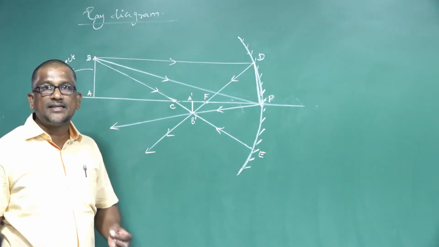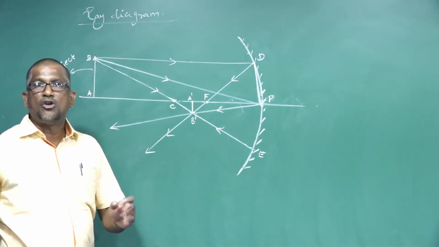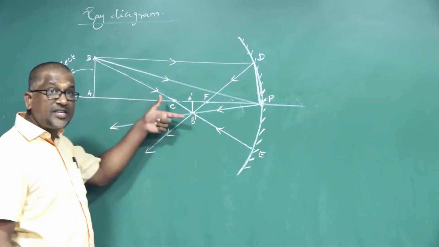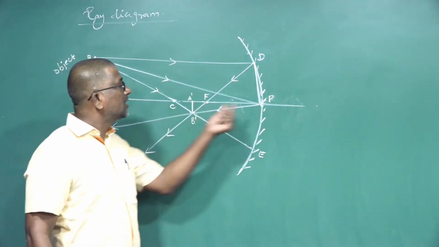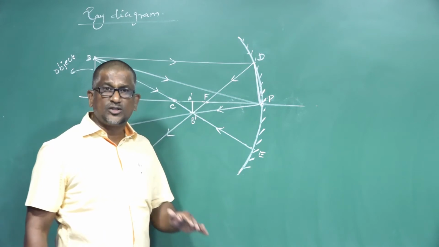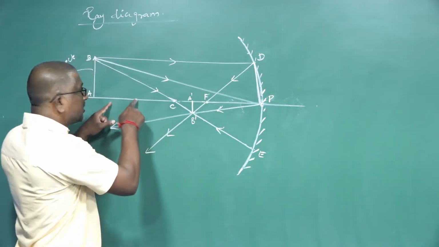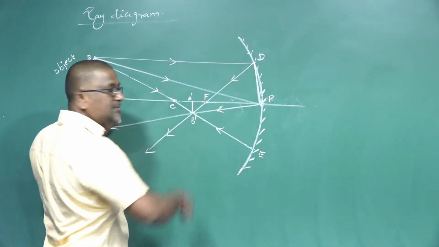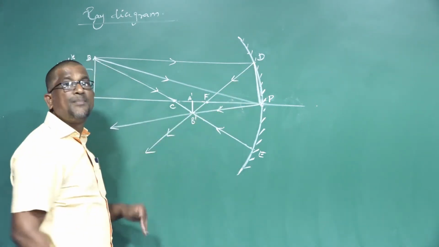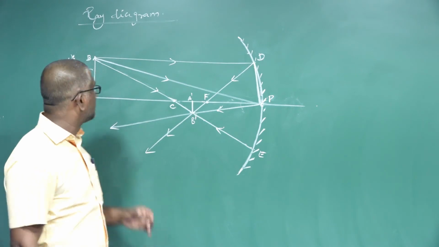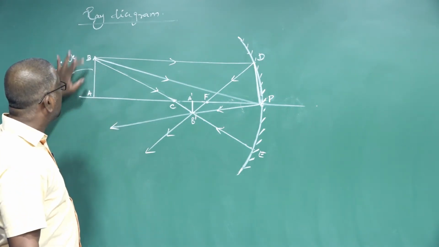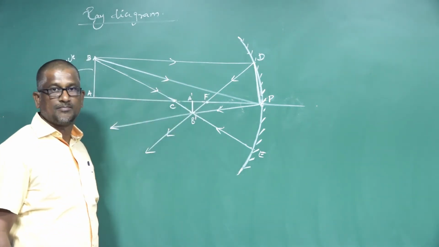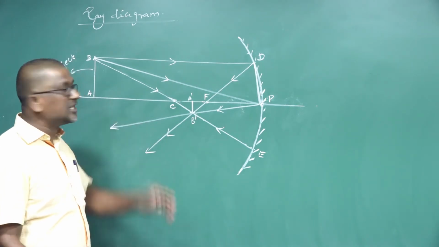What is the principal axis? A line which is passing through the center of curvature and the pole of a spherical mirror is known as the principal axis. So that is why it is called the principal axis. Here the object AB is placed on the principal axis.